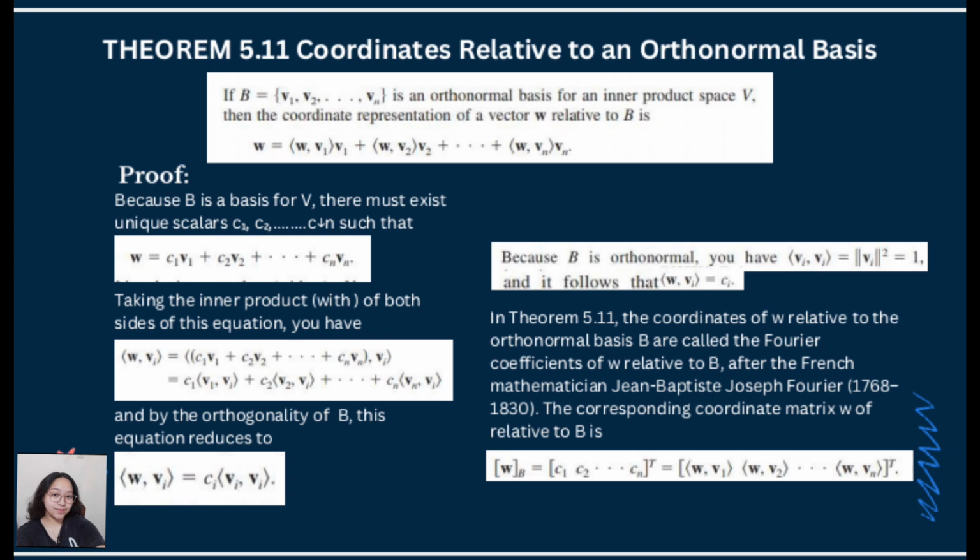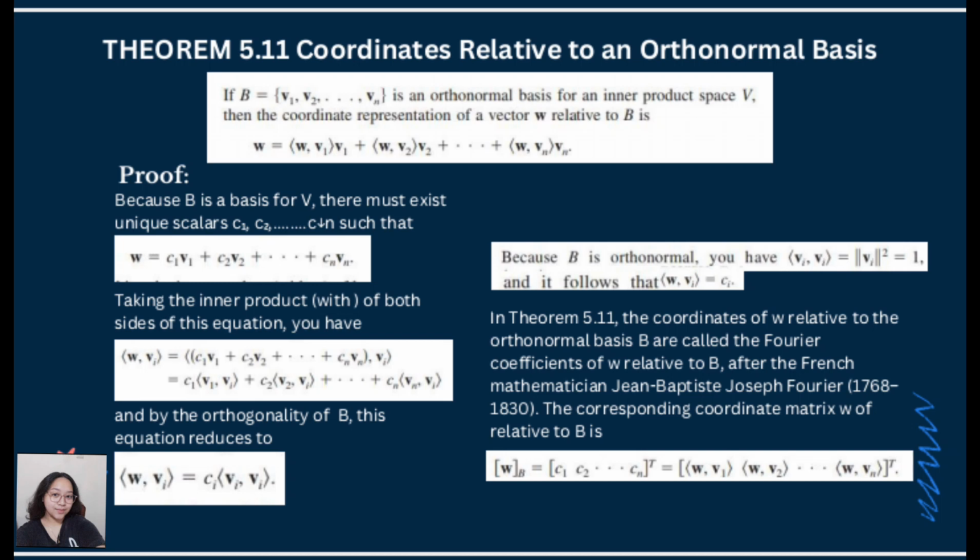So, how do we prove that? Since B is a basis for V, there must exist unique scalars such that w is equal to c1 multiplied by v1 plus c2 multiplied by v2 plus cn multiplied by vn. Then again, taking the inner product of both sides of this equation, we get <w, vi> is equal to <c1 v1 plus c2 v2 plus cn vn, vi>.